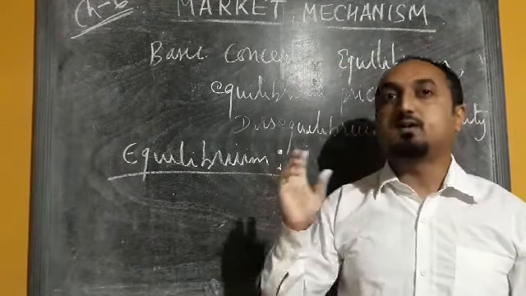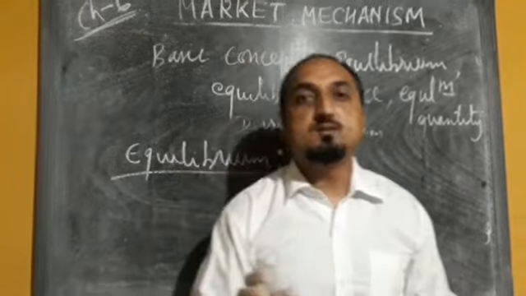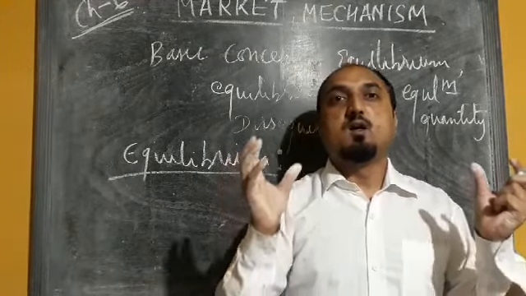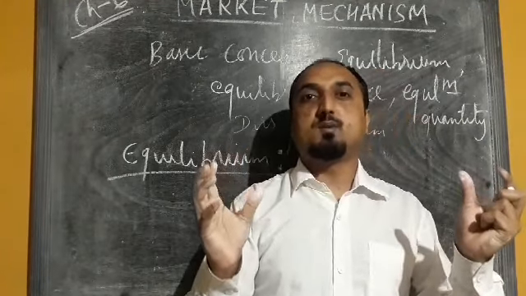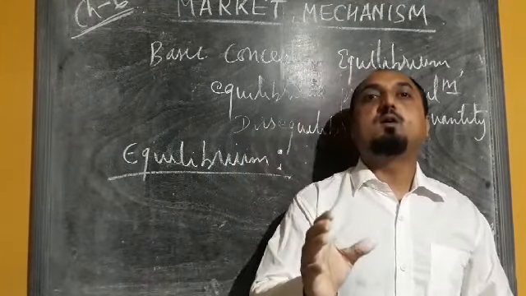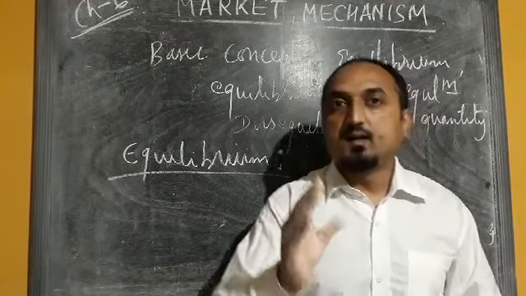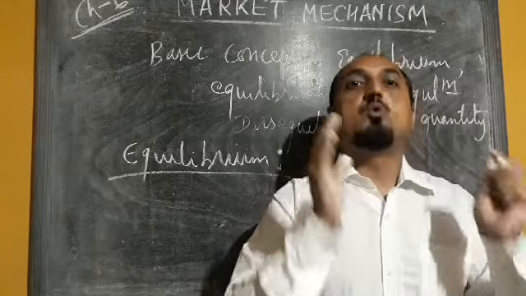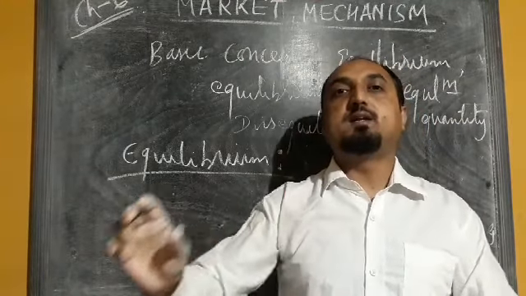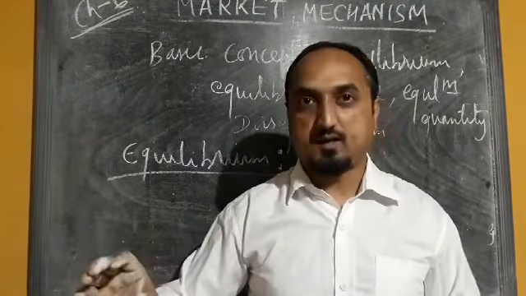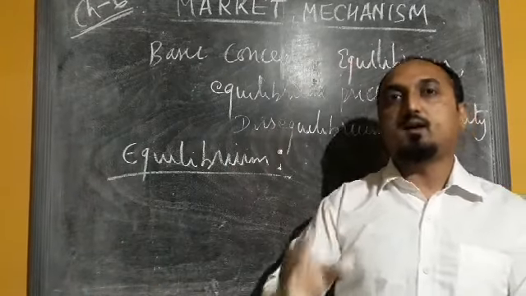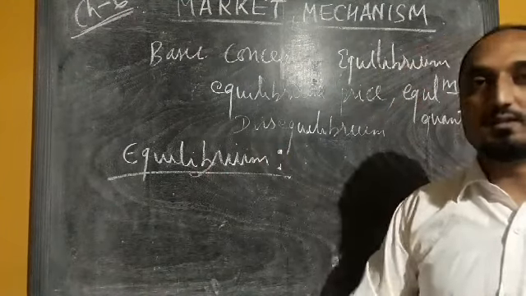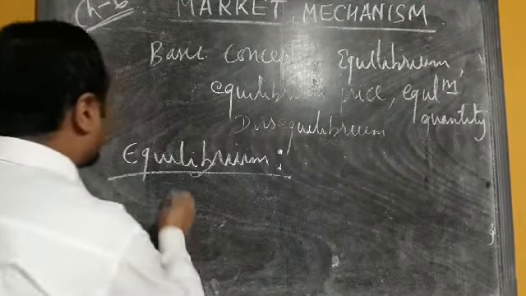Now in economics, what does equilibrium mean? Equilibrium means when the two opposite forces of demand and supply are equal. We can say that equilibrium refers to the situation in which quantity demanded of a commodity is equal to the quantity supplied. When quantity demanded and quantity supplied are equal, that situation is called equilibrium.